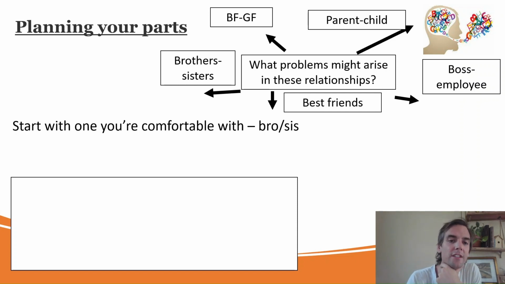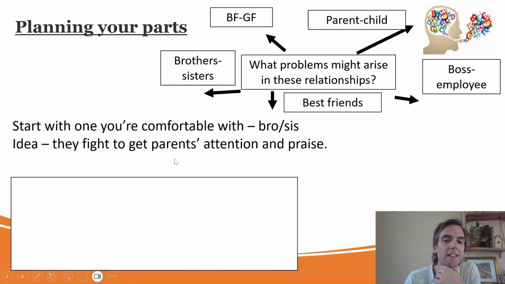So first, I would say start with one that you're comfortable with. We're talking about relationships, brothers and sisters. I've got a brother and a sister. I can say something about that. I've lived it. I've got a clear idea. My idea is that brothers and sisters fight because I used to fight a lot. Why do they fight? Always justifying what you say, explaining what you say. I think probably to get their parents' attention, maybe to get praise from their parents, or maybe just because kids are pushing the boundaries and seeing what they can do.